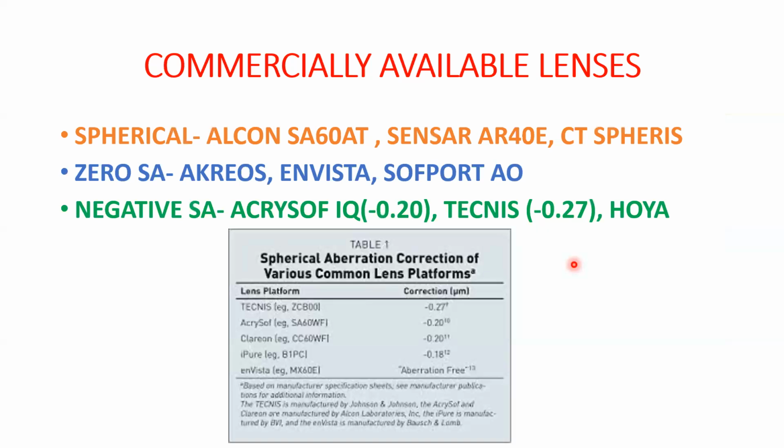So what are the commercially available lenses of each type? In spherical lenses, we have Alcon SA6080, Sensar AR40E, and CT Spheris. In the zero SA or aberration-free lenses, we have Acreos, Envista, and Softport AO. In the negative spherical aberration ones, we have Acrysof IQ, which has a Q value of minus 0.20, a Technis lens, which has a Q value of minus 0.27, and Hoya. Clarion also has a minus 0.2 micron Q value.